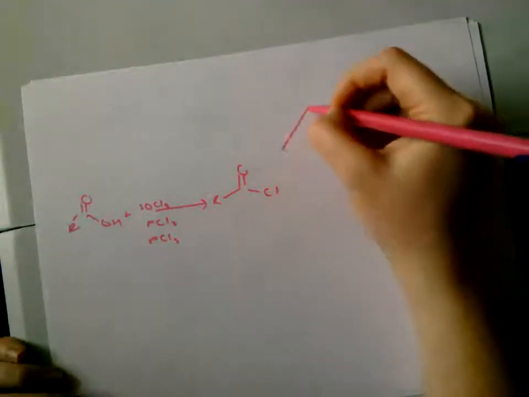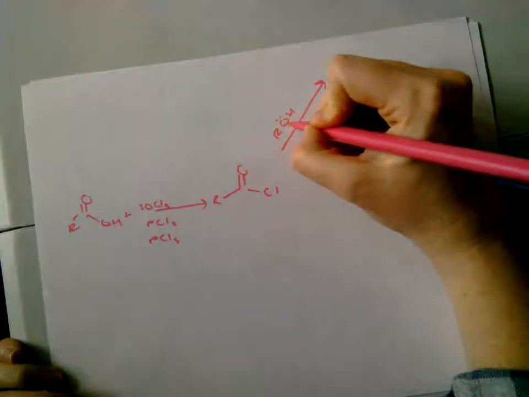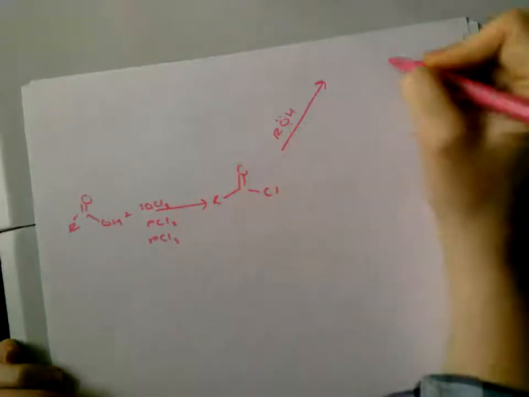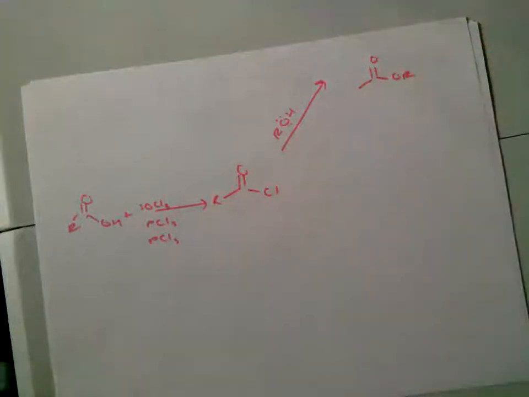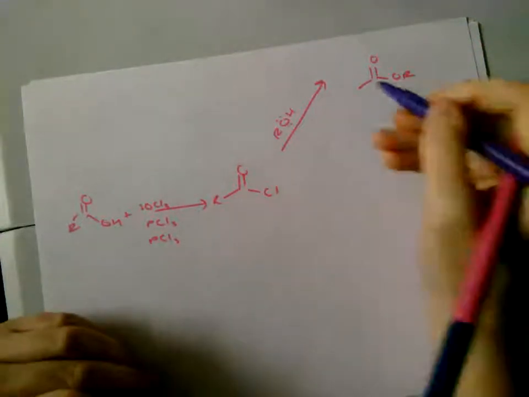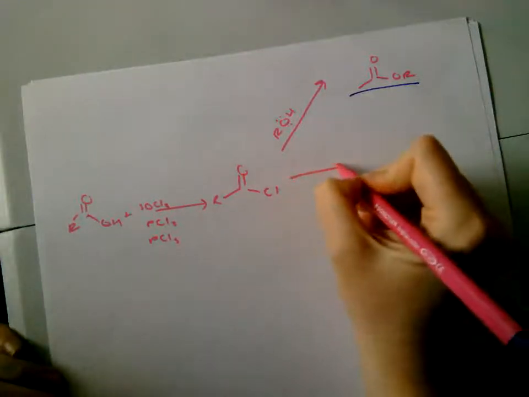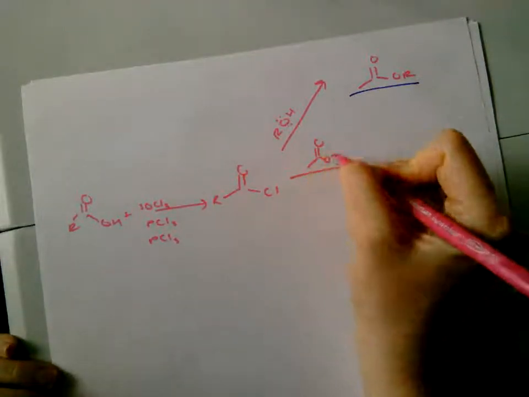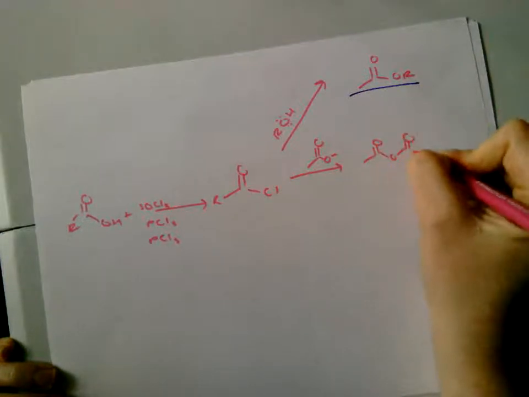So if you react an acid chloride with an alcohol, this would be your nucleophile. It would come in and attack, kick this up, your leaving group would leave, and it would have to get deprotonated, and you'd make an ester. If you react your acid chloride with a carboxylate salt, O-, you'll get an acid anhydride. I already showed this reaction.